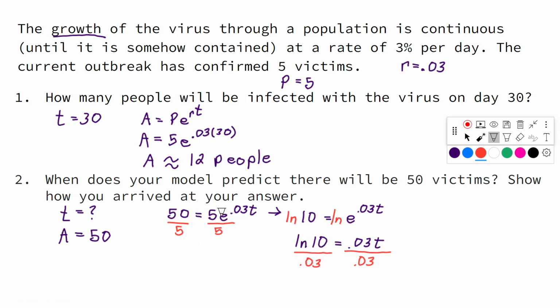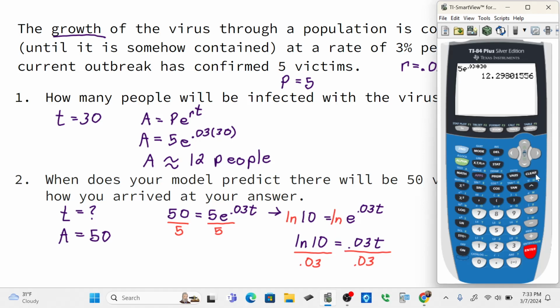So let's get that calculator back. I'm going to clear what I have, and we're going to use that ln button. It's right next to the 4. So natural log 10, notice it had opened parentheses before the 10. We need to close the parentheses after the 10, divided by 0.03. And this tells me it will take approximately 77 days for there to be 50 victims. So approximately 77 days for T.